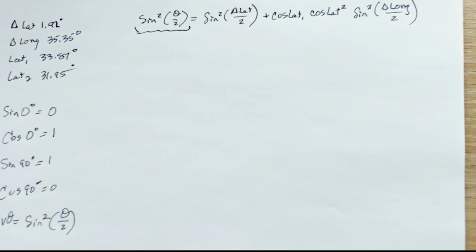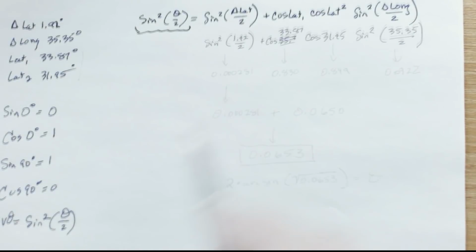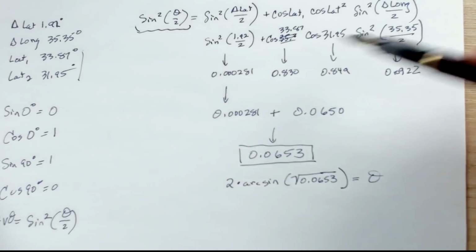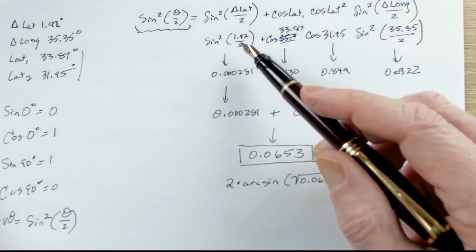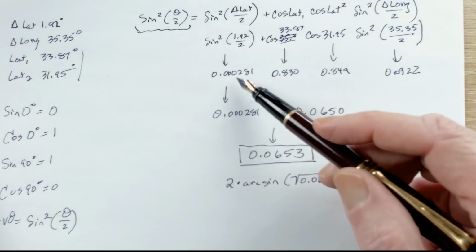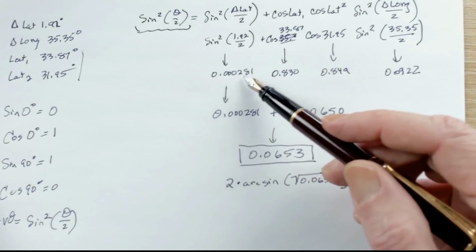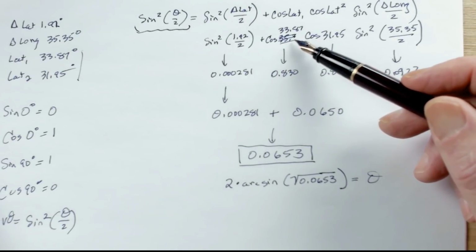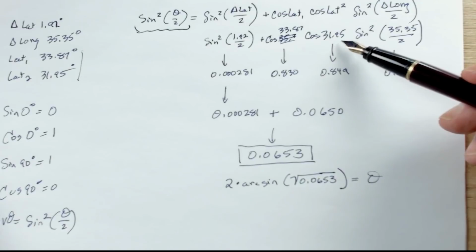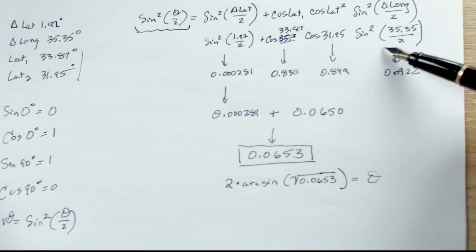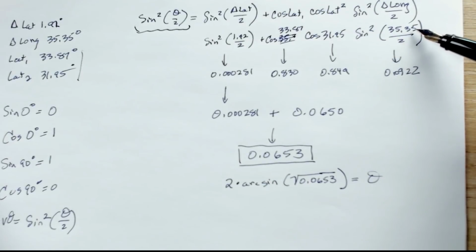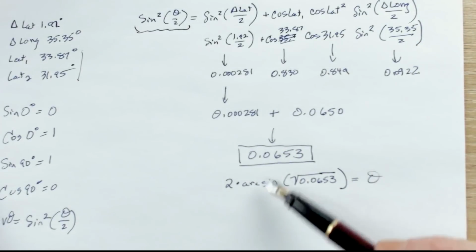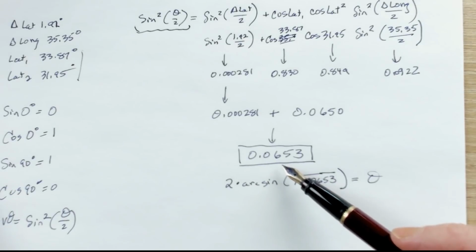So let's break this down and put the numbers in for Sydney and Perth. All right, so I've gone ahead and I've put the values in from over here on the left. Sine squared of 1.92 over 2 equals 0.000281. Likewise, here's the value for cosine of 33.87 degrees, cosine of 31.95 degrees, and sine squared of 35.35 over 2. We bring these all together, and we come up with a Haversine of 0.00281.